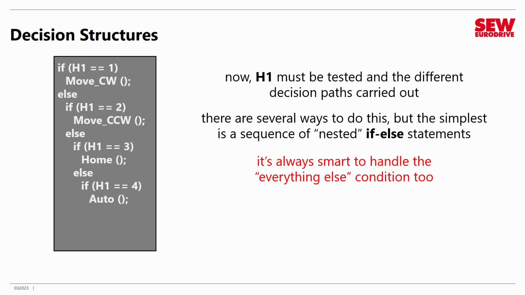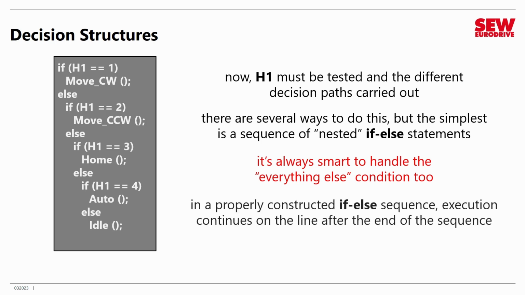Well, there's a nice, easy way to do that. Just have one final else. Call this the everything else condition. If else, idle, because every other mode was idle. Always handle that everything else condition. Never let your code just drop through into the unknown. Now, once you've gone through a properly constructed if-else sequence, execution continues on the line after the end of the sequence. So every one of these, once it's done its function, comes out here, and code continues from this point on.